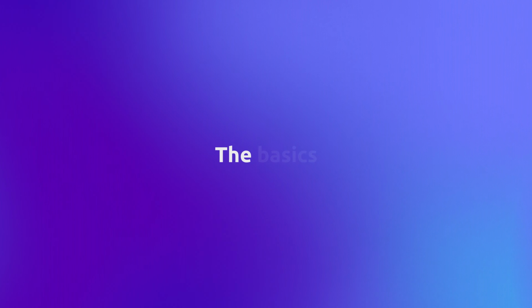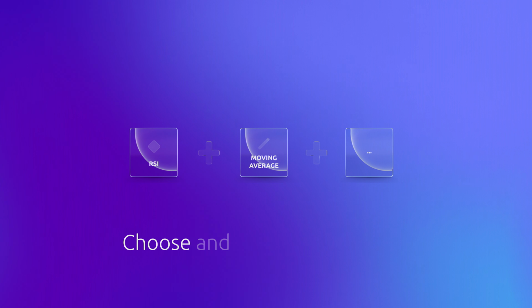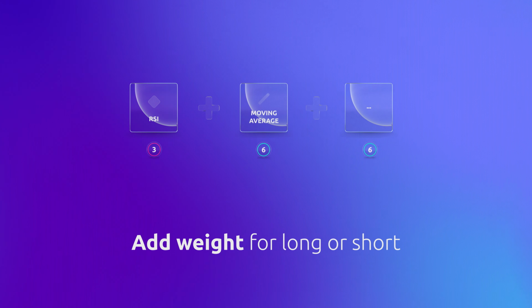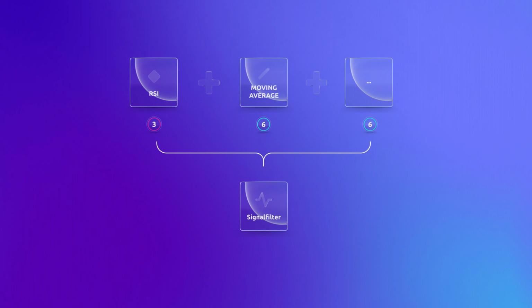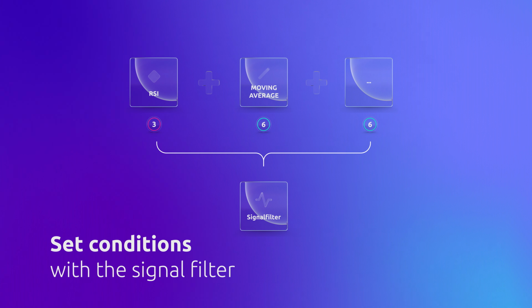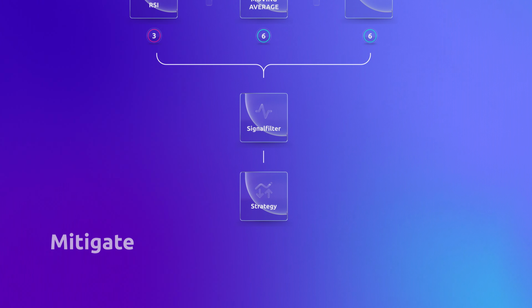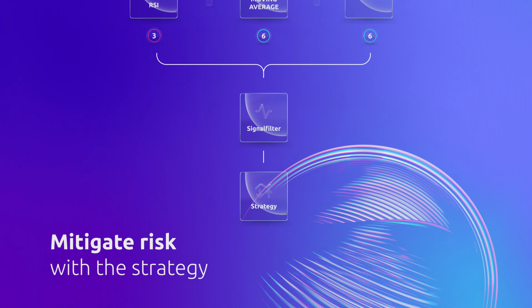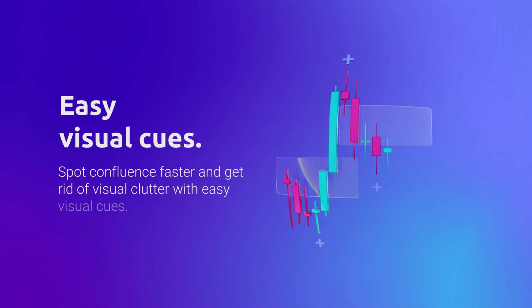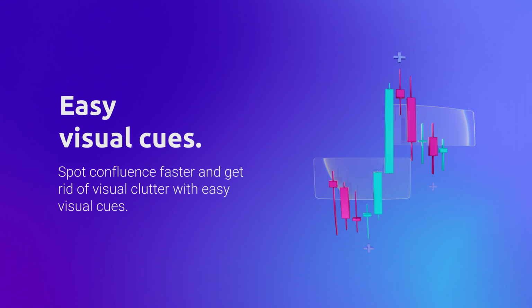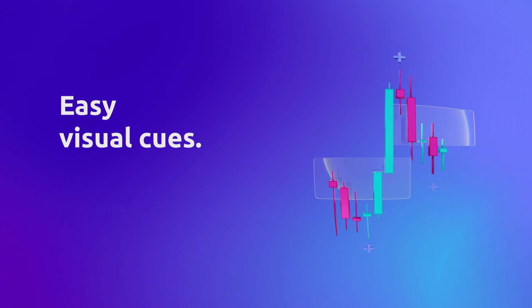Let's take a look at how the basics work. Choose and connect your indicators. Add weight for long or short positions. Set conditions with the signal filter. Mitigate your risk with the strategy. Spot confluence faster and get rid of visual clutter with easy visual cues.